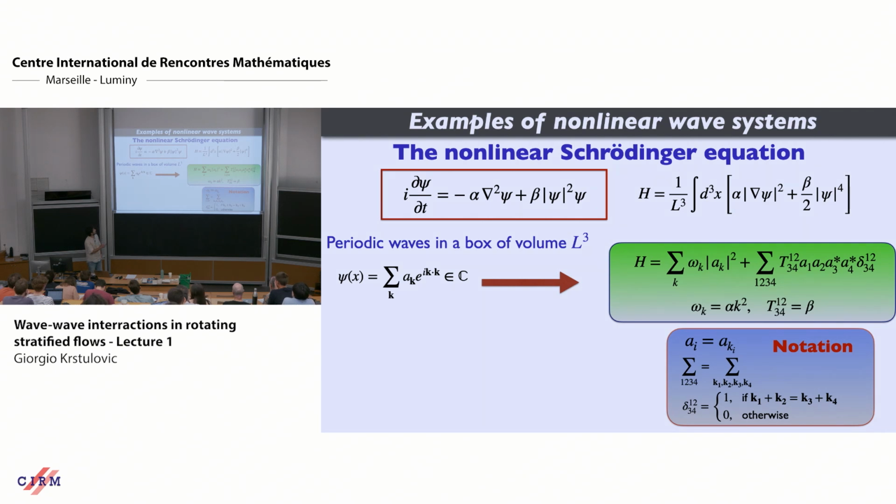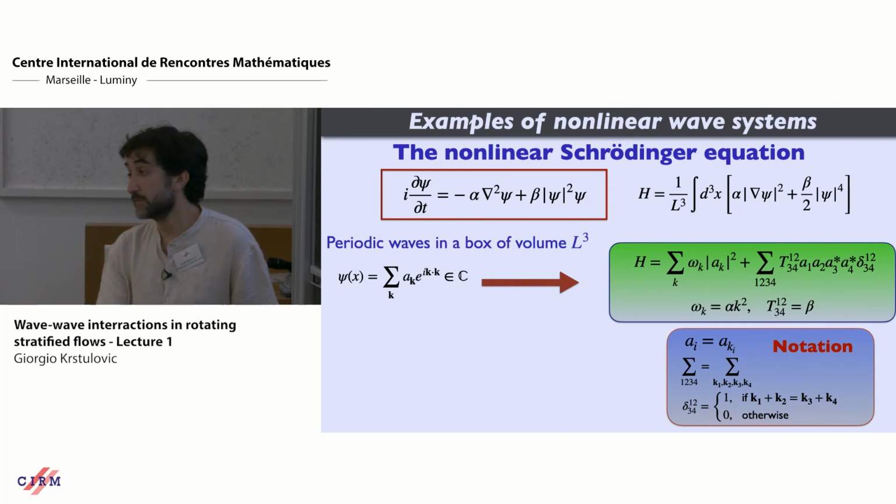This equation obviously has an energy, and it's a Hamiltonian system. If you just take the Fourier transform, just notice that the normalization is like that. There is no L in the denominator. This is a convention that is useful later. If you take the Fourier transform of this equation, this term will just give you omega_k |a_k|^2, the Fourier amplitudes. And then there is a quartet term, which is just convolutions.